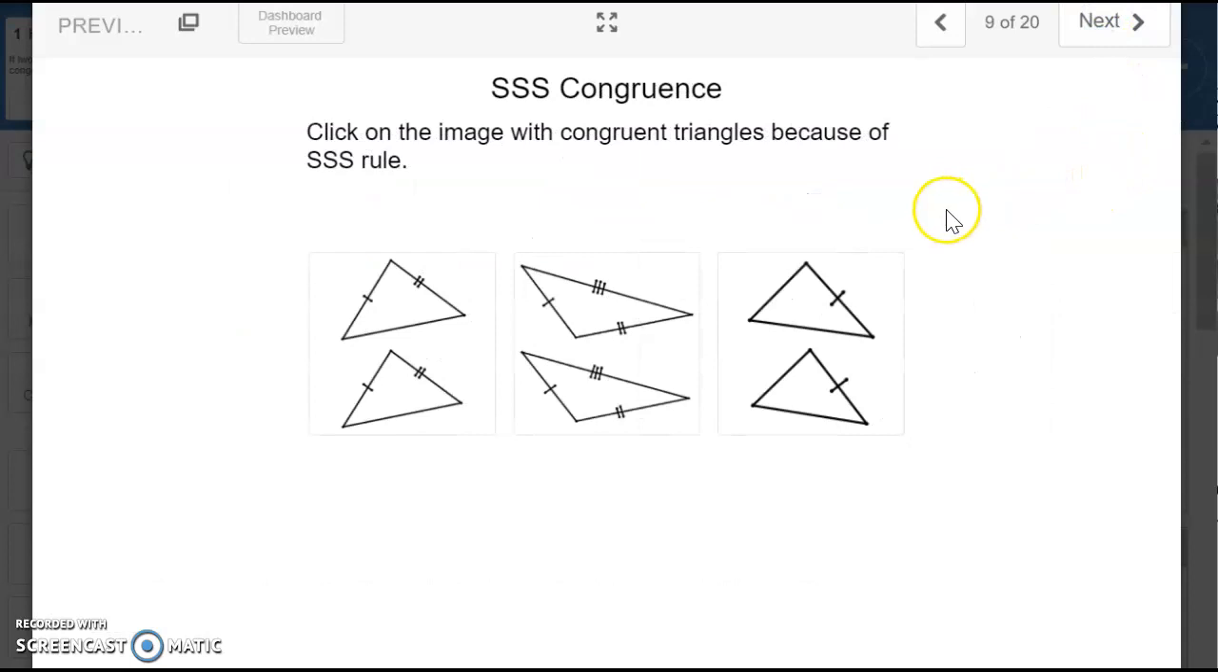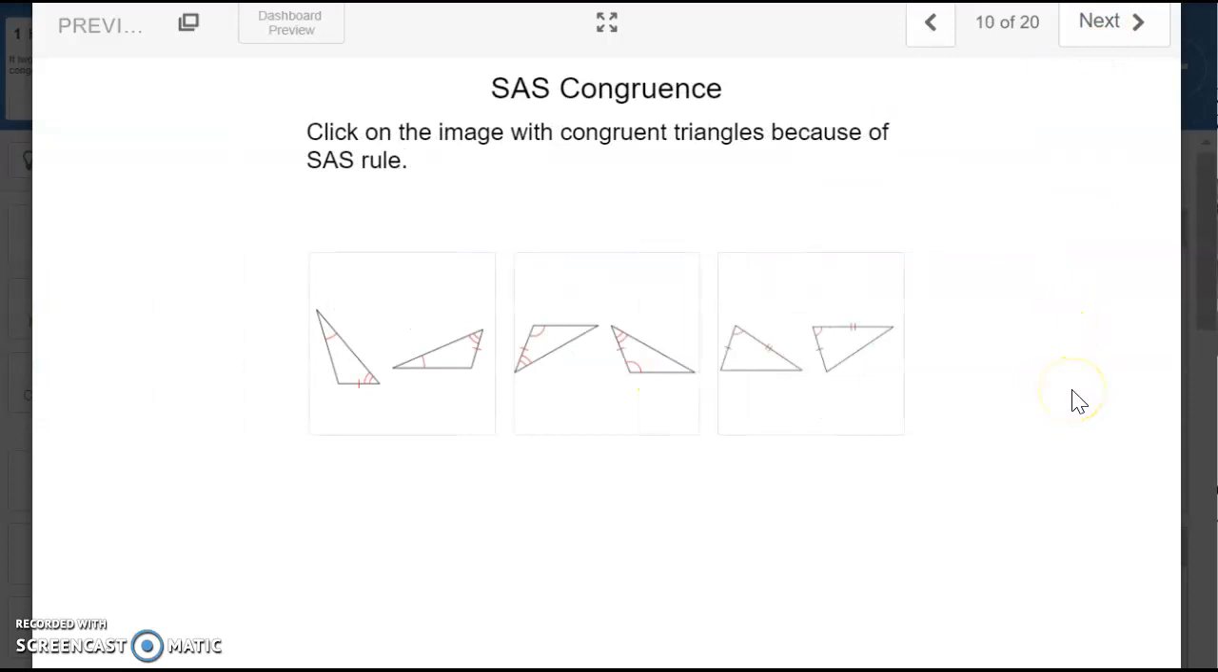Alright, then what about this? Side, side, side congruence. Click on the image with the congruent triangle because of side, side, side rule. Side, side, side rule means we need three pairs of sides that are congruent. Okay, so here I have one pair and two pairs. That's not enough. I need all three pairs. So I have one pair here, two pairs here, and three pairs here. So that will be the middle one.